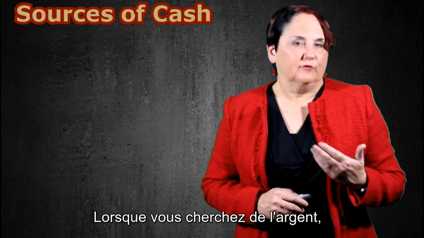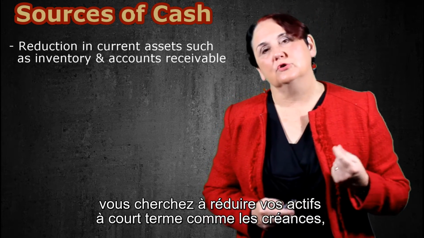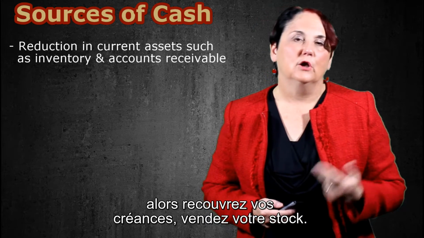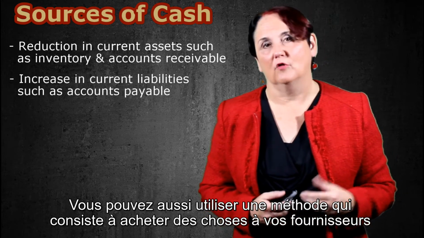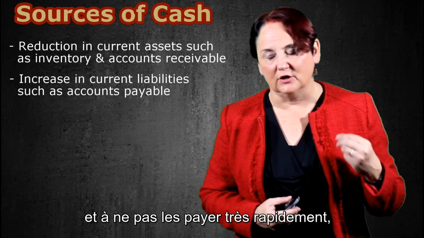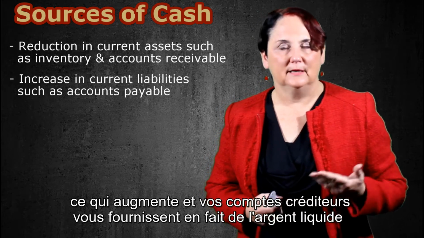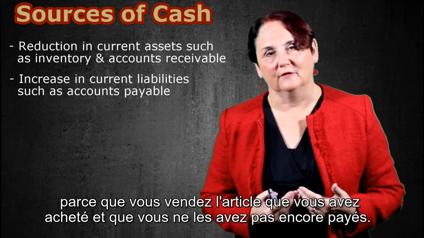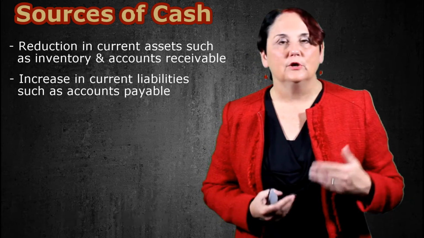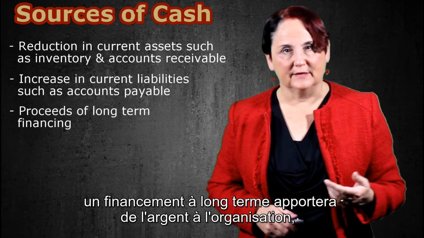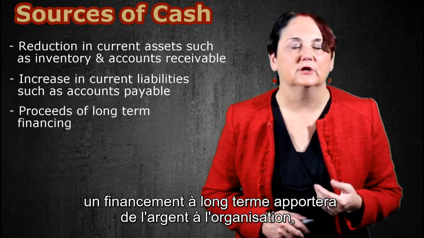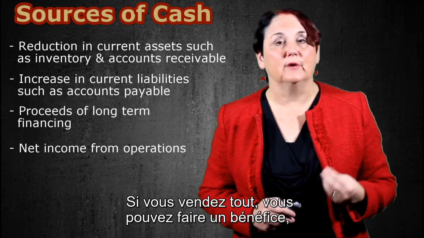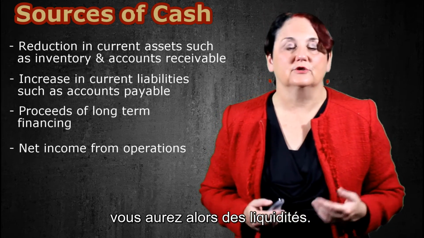So when you're looking for money, you're looking to reduce your current assets like receivables. So collect your receivables, sell your inventory. You also could use a method of buying things from your suppliers and not paying them very quickly. That increase in your accounts payable actually provides you with cash because you're selling the item you bought and you haven't paid them yet. You also can borrow money. Long-term financing will bring money into the organization. And my personal favorite is to have positive net income. If you are selling everything you make at a profit, then you will see cash flow.